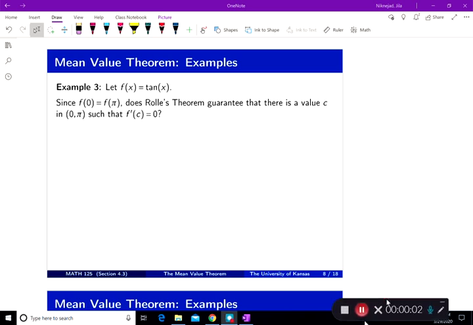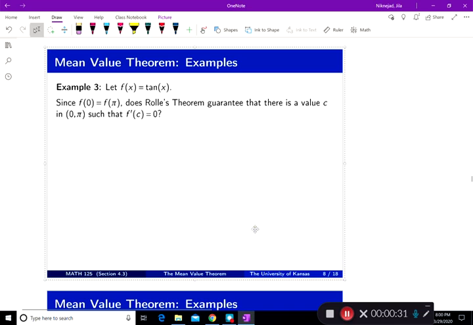So now we want to make sure that you guys know sometimes even though it looks nice to use mean value theorem, you cannot use it. One of them is when you have the function not being continuous during that interval that you're discussing. So example 3 is asking, let f of x be equal to tangent of x, and we know that f of 0 is equal to f of pi.